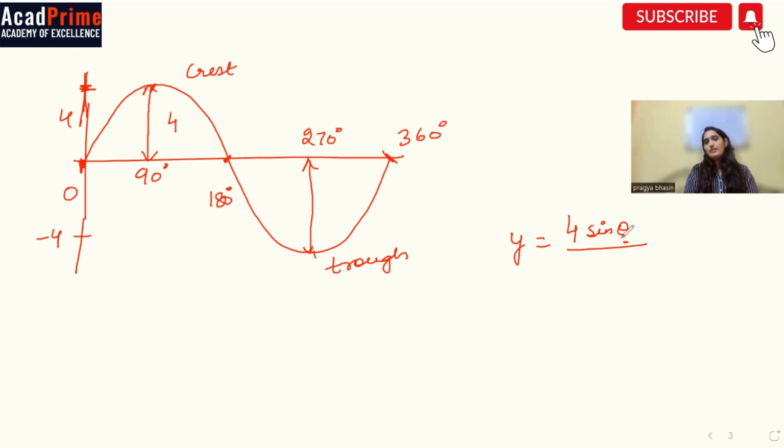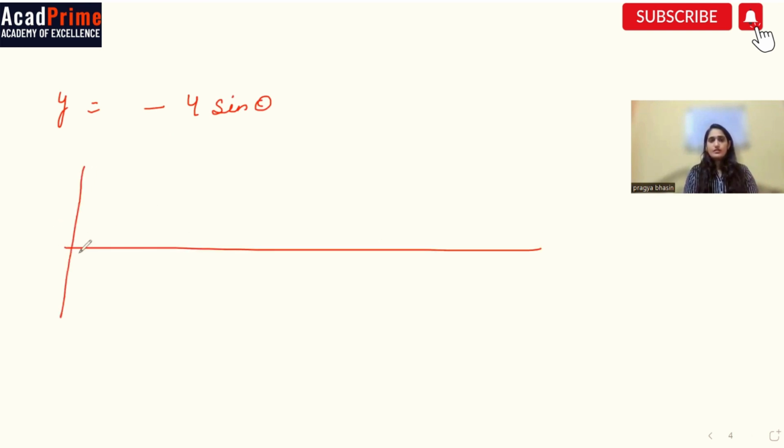Now, what happens if for this wave I put a negative sign along with it? If for a given wave this is 4 sine theta, and now for the next one we put a negative sign, minus 4 sine theta, how will the wave look? It means the wave would be reverted, or upside down. So the wave would be going this way.